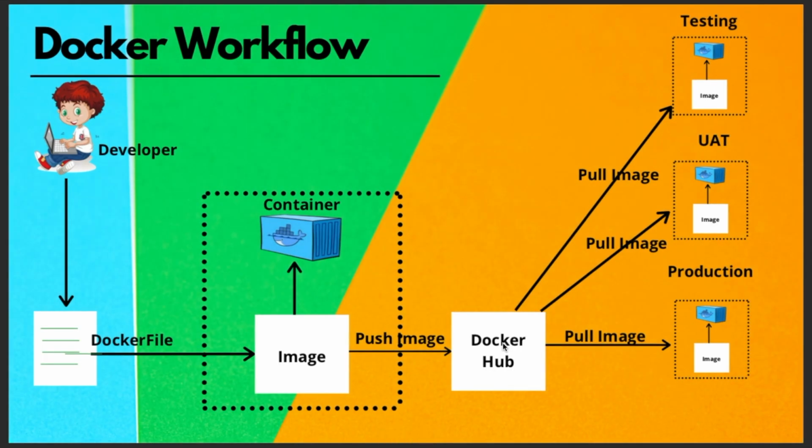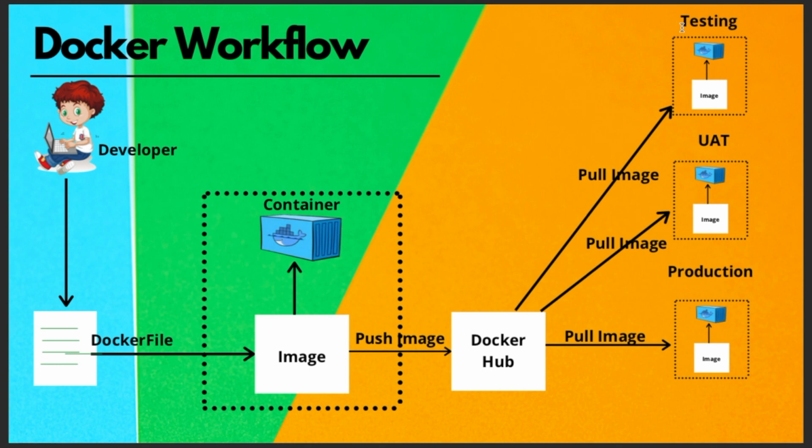Okay. Then the next thing is the Docker workflow. How does the Docker workflow work? If you check here, a developer writes the code. In the code they have a Dockerfile. What a Dockerfile is, we're going to see in the next video. From this Dockerfile they create the image, and this image is going to be inside a container. This whole square is the container part. Then this image is pushed to Docker Hub. This is Docker Hub, and Docker Hub has the responsibility to give the same copy to every environment. Not only every environment, but every person too.